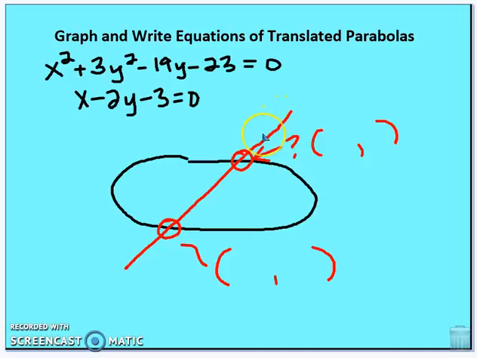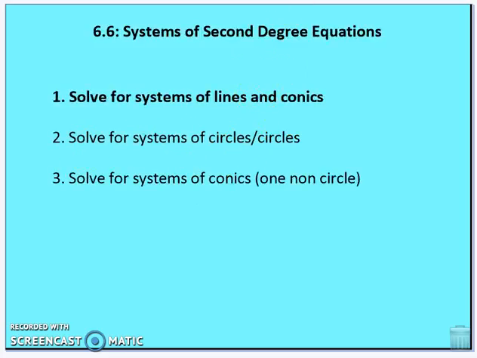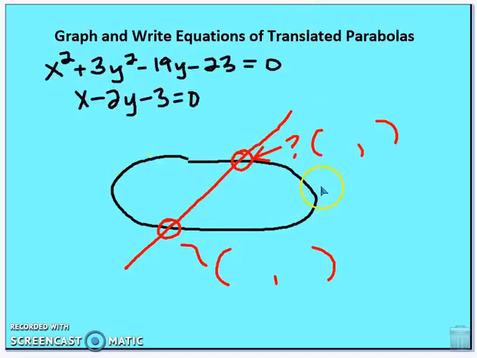All right, so this is the first set. We're going to solve for a system of lines and conics. You can see I have an ellipse here and a line. And there are really three possibilities. I can have a line that intersects the ellipse in two spots, so there are two solutions. I can have a line that intersects the ellipse at one point, which means it's tangent to the ellipse. Or I can have a line that never touches the ellipse, in which case there are no solutions.